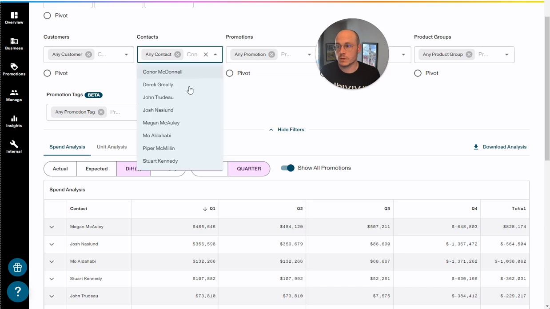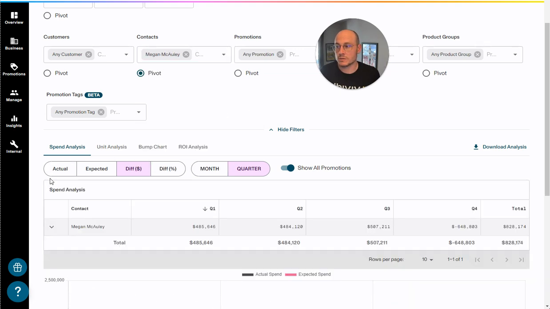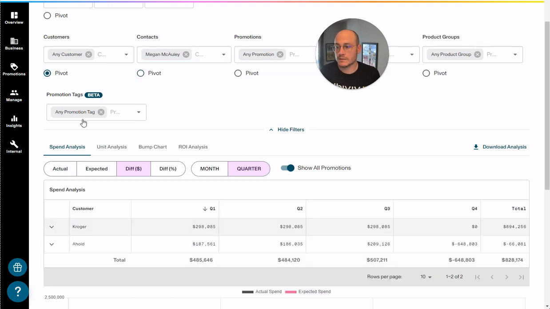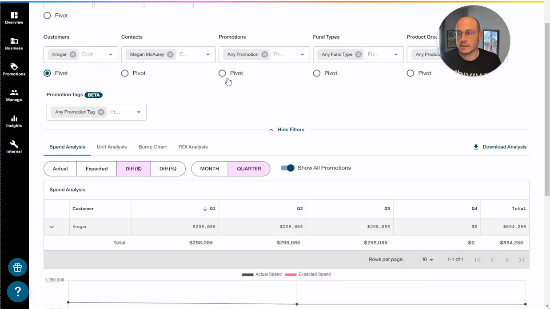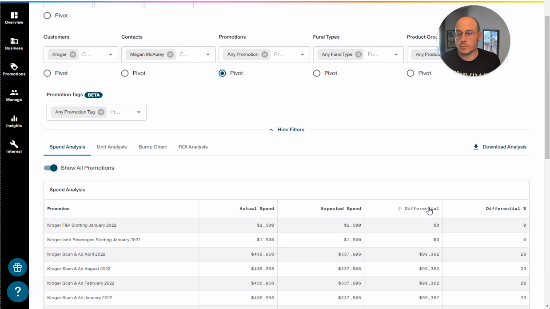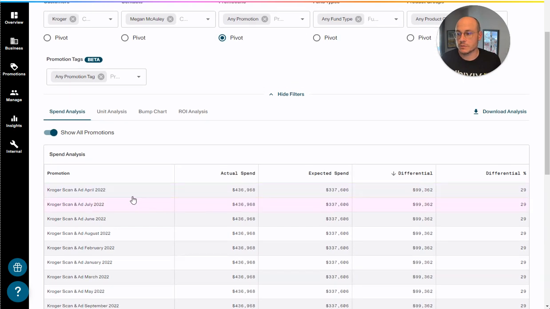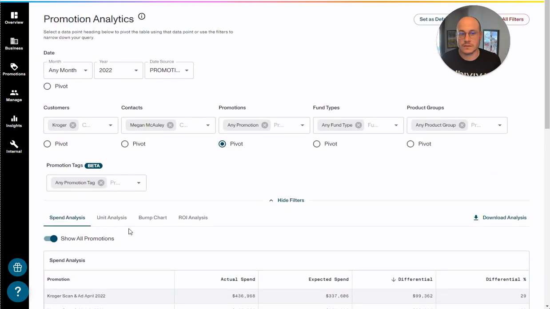And then, of course, Megan could easily jump into her own data and see that this is due to an overspend mainly in Kroger, but also in Ahold. If I dive into Kroger specifically, I could easily see which promotions drove that differential the most. And it looks like consistently with scans and ads.